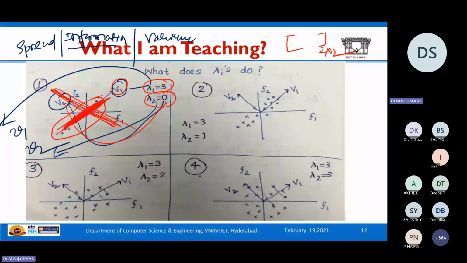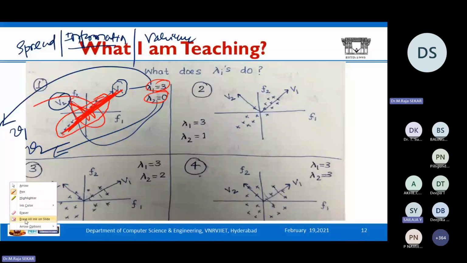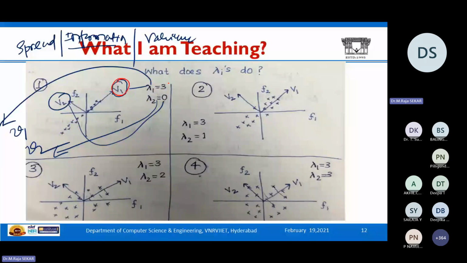Why? Because your lambda 1 is bigger than lambda 2. Your V1, an eigenvector corresponding to the highest eigenvalue, will consist of more information. That's why, if you observe these data points, almost all data points are spread along this particular V1 axis. You cannot see a single point along the V2 axis. Why? The reason is so simple. V1 is an eigenvector corresponding to the highest eigenvalue.